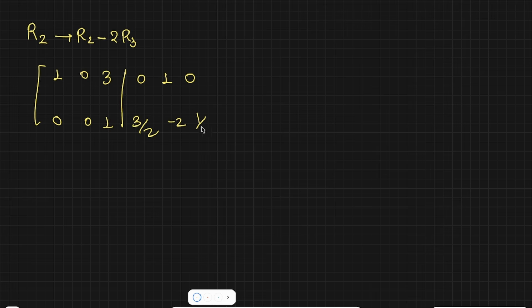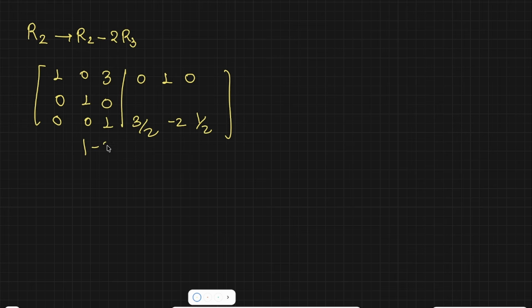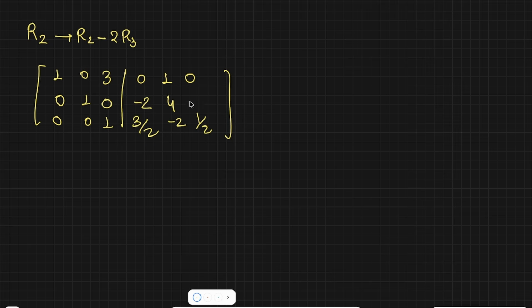minus 2 and 1 by 2, and this is your 0, this will be as it is. Using this will be 0 1 minus, so this is 1 minus 3 by 2 into 2, it will be minus of 2, and this will be 0 minus 2 minus 2, this will be 4. Okay, and here again 0 and 1 by 2 will be minus of 1. Now using this make it 0, so R1 interchange with R1 minus 3R3, then it will be 1 0 0.